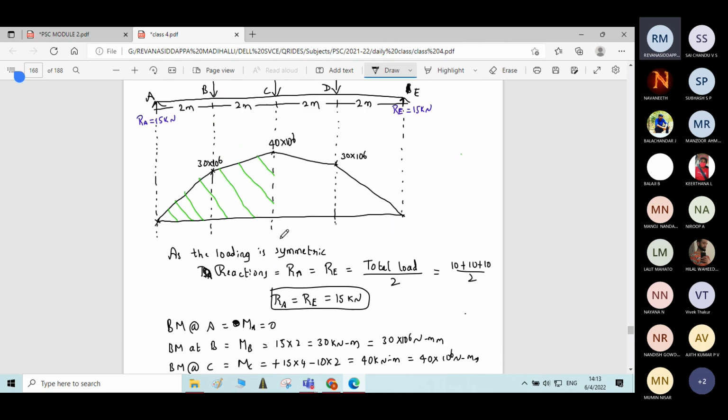First, we have to segregate this whole area into simple, regular components. I'll take this triangle as component number 1. This figure I'll divide into one right angle triangle and one rectangle. I'll take this rectangle as component number 2 and this right angle triangle as component number 3. Bending moment will be positive only.